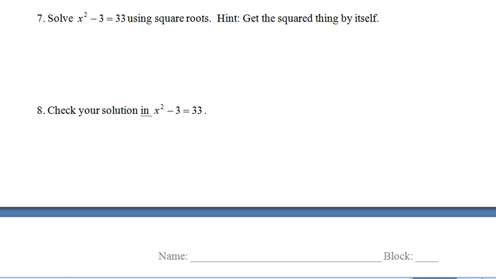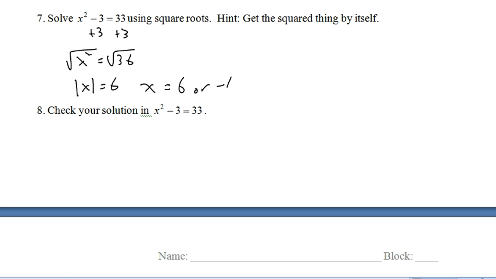And number 7, notice this is similar to our radical equations. We want to get the squared thing by itself first, so I'm going to add 3 to both sides. I get x squared equals 36. Square root both sides, get the absolute value of x equals 6. So x is going to have to equal 6 or negative 6.